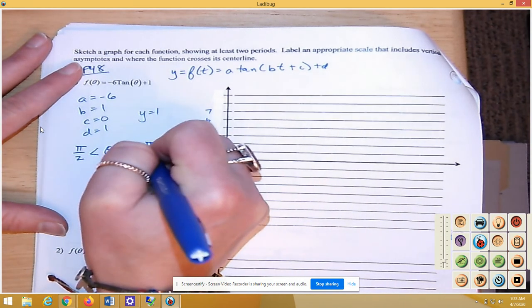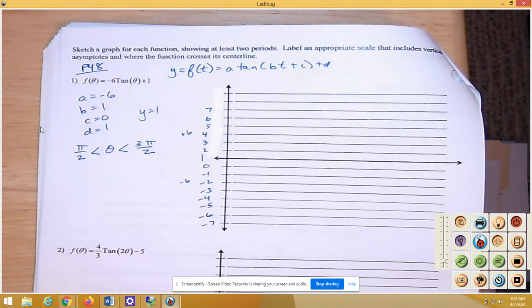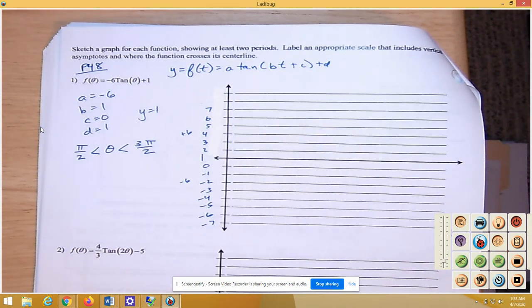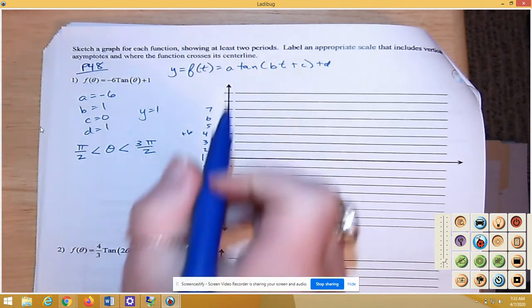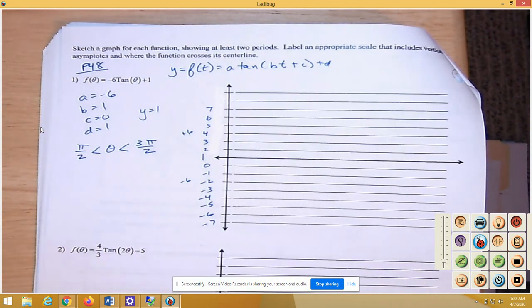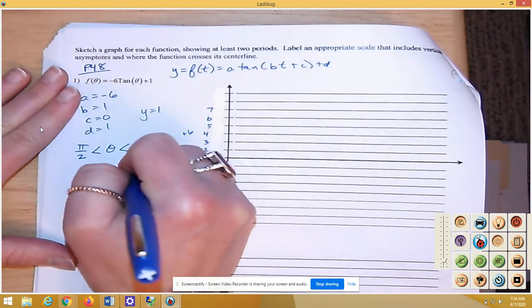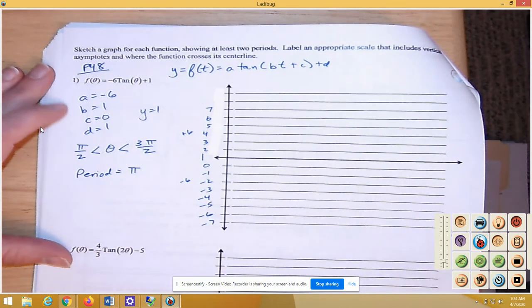So as I'm looking at that, there are no transformations with B and C. So here, all that I need to do is draw my vertical asymptotes at pi over 2 and 3 pi over 2. And I'm asking for at least 2 periods. The other thing to remember is that the period of the tangent function is pi. It would be pi over b for transformations. In this case, it's just going to be over 1.